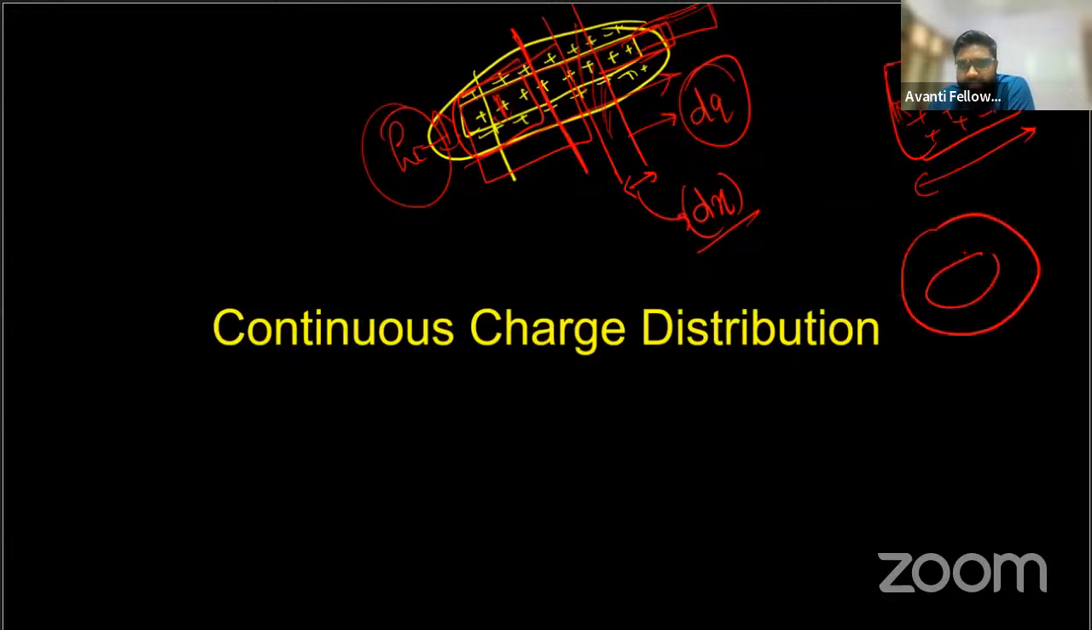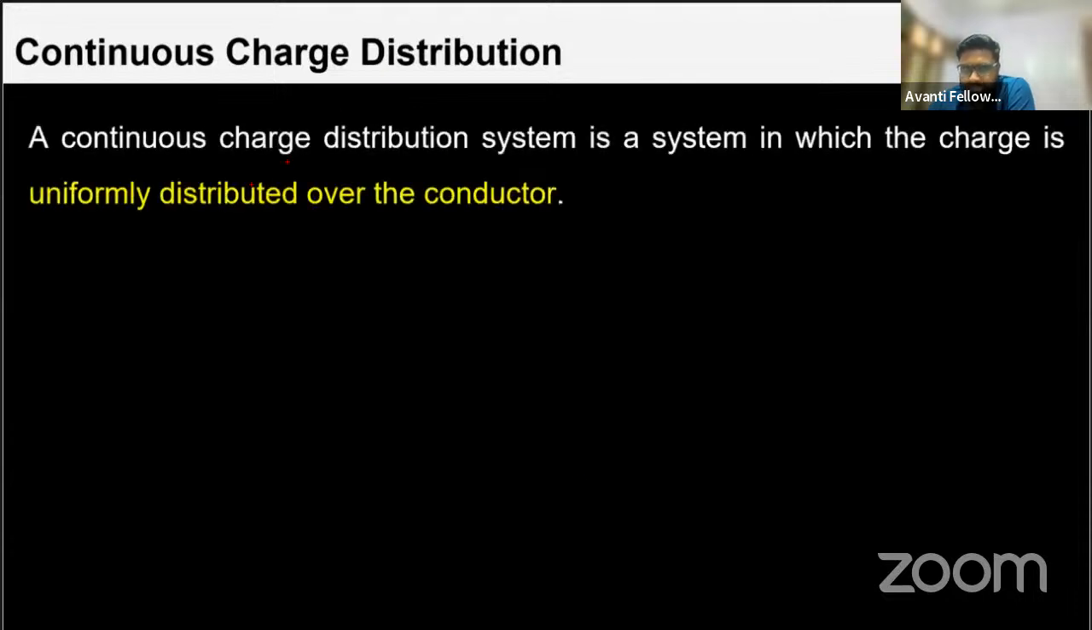Another case is when you give a charge to a sphere. In that case, the whole charge will spread over its volume. So that particular distribution is volume charge distribution. Now let us understand all these distributions in a detailed manner. First of all, this is the definition. What is the continuous charge distribution? It is a system in which the charge is uniformly distributed over the conductor. Uniformly distributed is a very important word here.